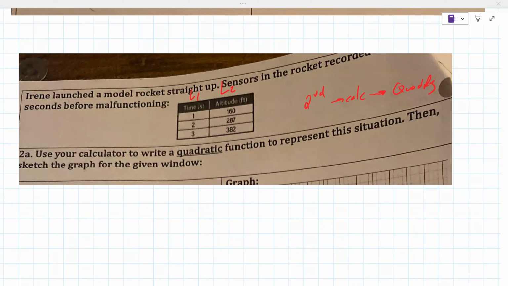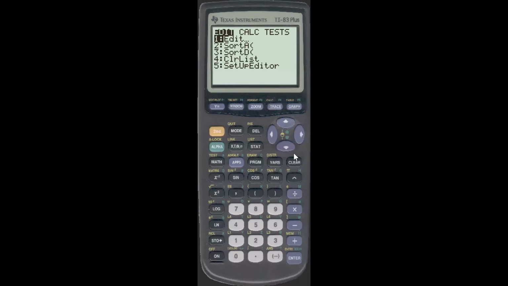All right, I'm back with my TI 84 Plus Silver Edition once again. Let's take a look here. We're going to go to stat, edit, and in L1, we're going to put in the times. 1, 2, 3. Always double check that you've put the numbers in. Most of the mistakes are made entering the data. So let me know when you get that. All right, everything's typed in.